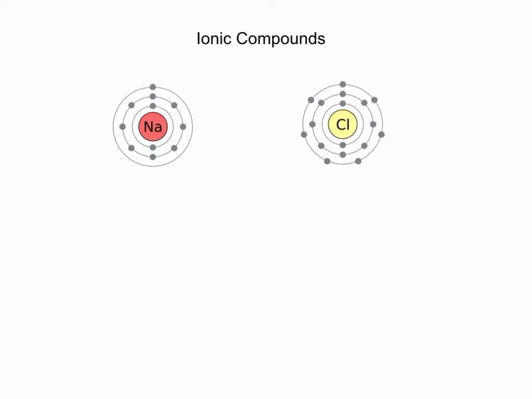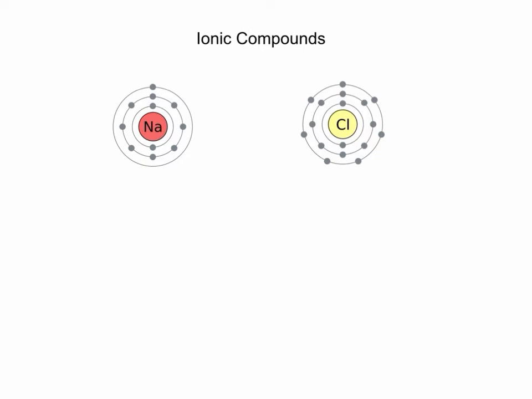So here I have two atoms. I have a sodium atom with 1 valence electron, and I have a chlorine atom with 7 valence electrons. According to what we've discussed before, sodium, having only 1 valence electron, will tend to lose that electron to become positively charged, and chlorine will gain that electron to become negatively charged. But how does this actually happen?